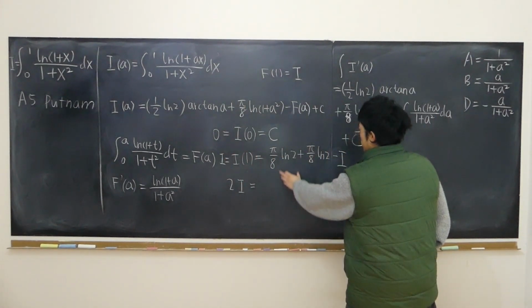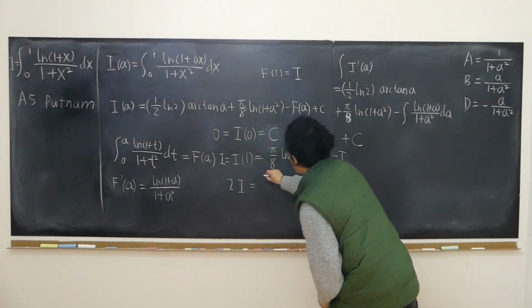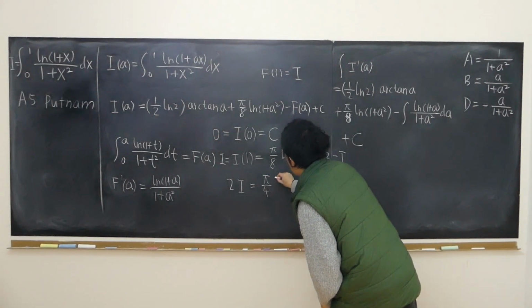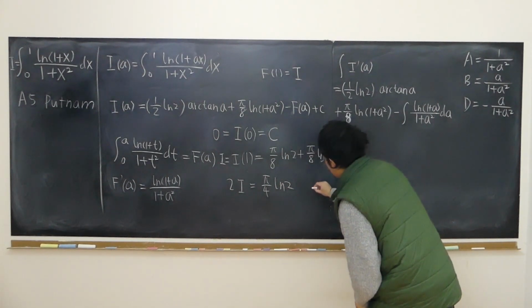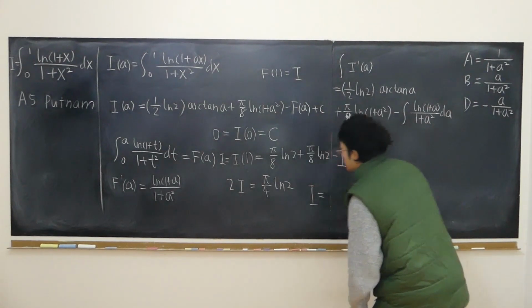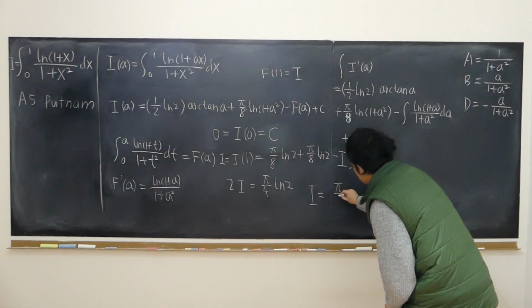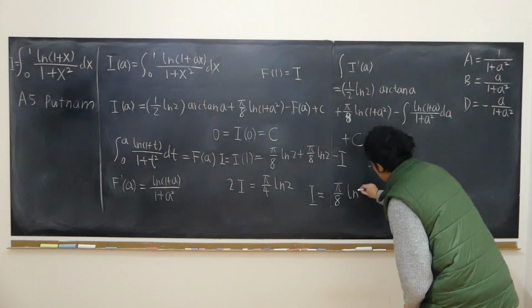Twice of I is equal to this plus that. Pi over 4 log 2. I is divided by pi over 8 times log 2.